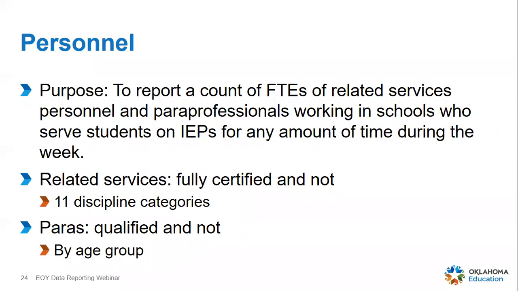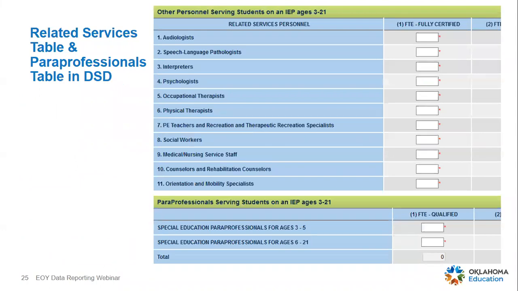So related services, fully certified and not, we have 11 discipline categories. Paraprofessionals, qualified and not, and that's reported by age group. Okay, so other personnel serving students on an IEP ages 3 through 21. So if you have any related service providers in your district, which I assume you do, we ask you to report those, okay? All 11 categories only include personnel employed or on contract as of child count, October 1 last year, okay?